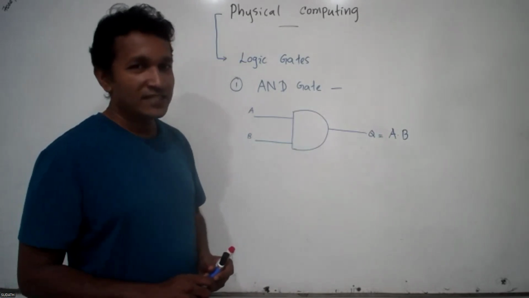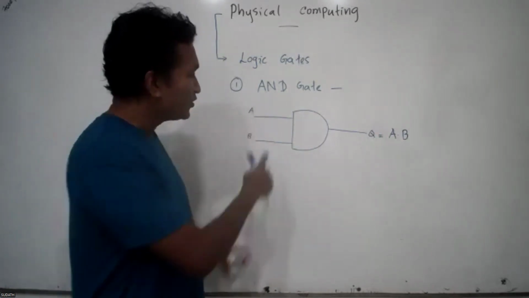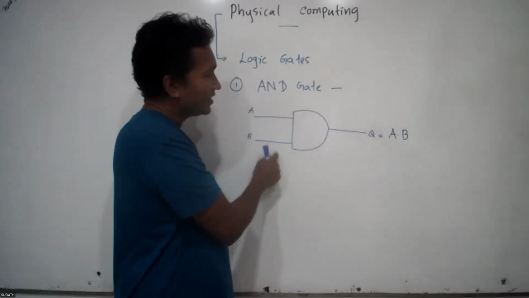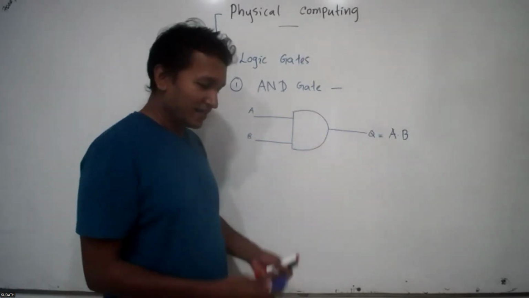Right? How many inputs are there in this logic gate? Two. Two inputs are there. These are the inputs. This is the output. These are the inputs. Two inputs.